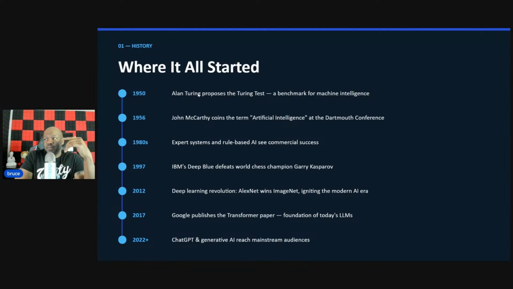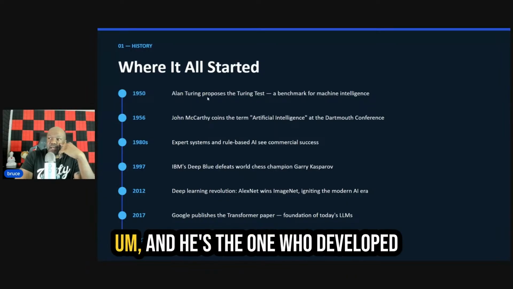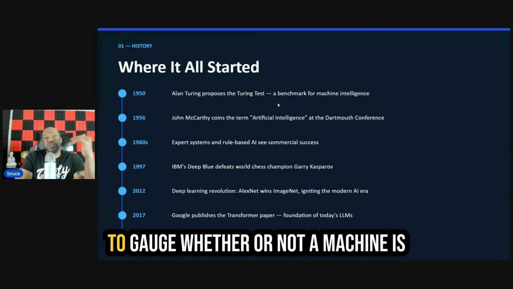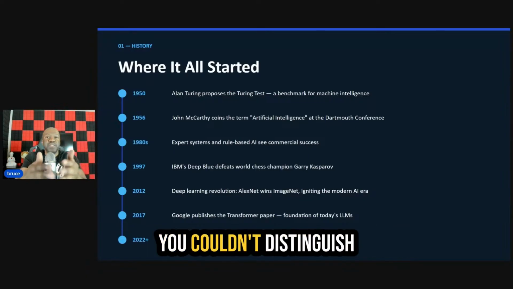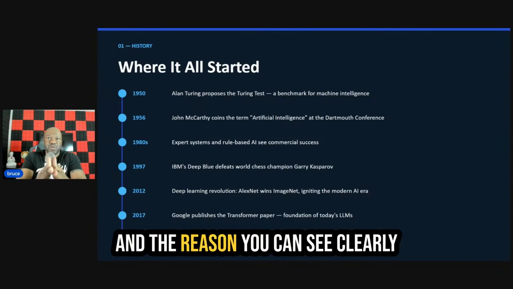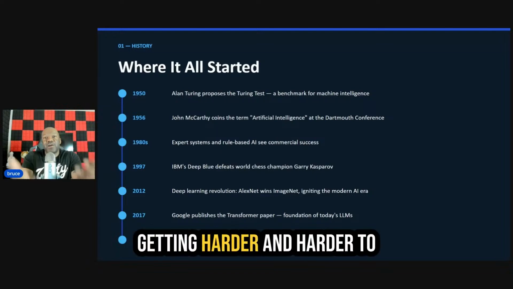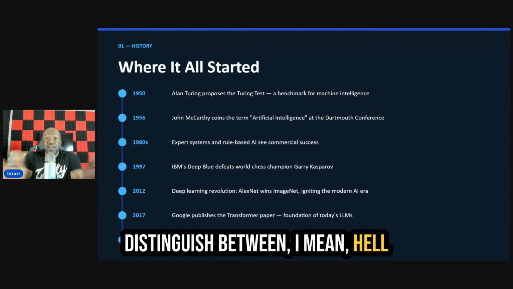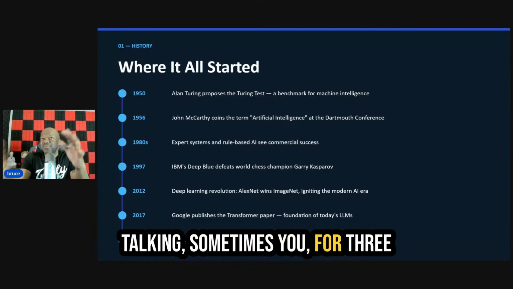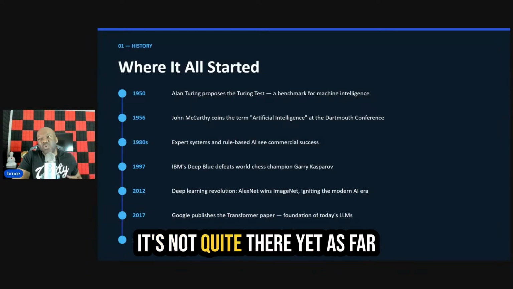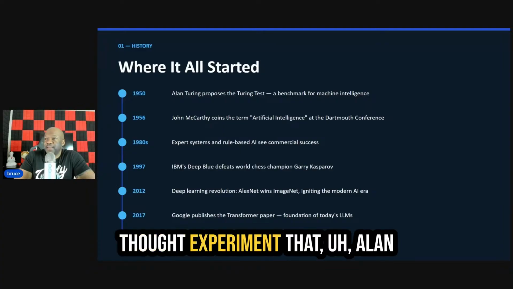But the 1950s is probably where modern machine learning and machine intelligence begin, because one of the first people to think about this was Alan Turing. He developed the Turing test, a benchmark to gauge whether or not a machine is intelligent, where you would ask the machine questions such that you couldn't distinguish the machine from a person. You can see clearly that's becoming more important as it's getting harder and harder to distinguish. On chat you can't tell, right? Even on the phone, sometimes it might get you for three seconds, but it's not quite there yet as far as voice. But the Turing test is an important thought experiment.